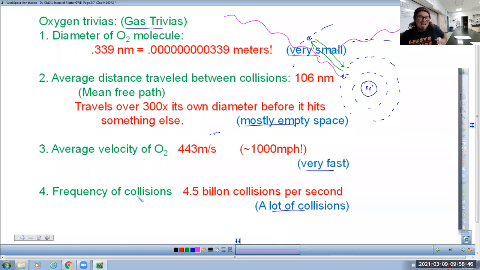So why does a gas take up space? Because the particles are moving fast and the particles are colliding a lot and the particles don't stick to each other when they collide with each other. And that gives a gas space.